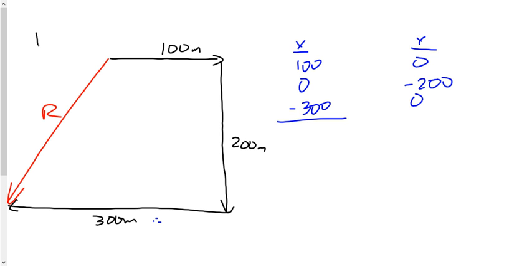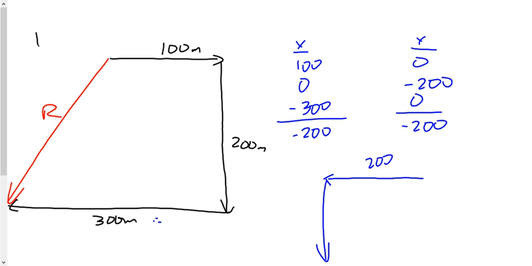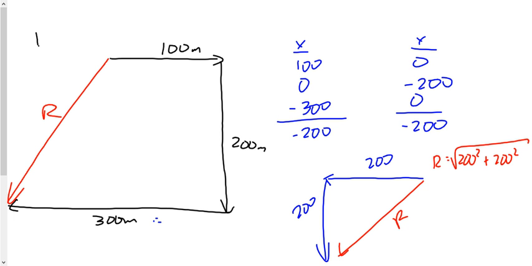Add these up. 100 plus negative 300 gives me negative 200. Okay, 0 plus negative 200 gives me negative 200. Oh, this works out perfect. Negative 200 this way gives me a resultant vector of, well, we're going to say it's the square root of 200 squared plus 200 squared. Square root of 3200. Does anybody have a number for that?